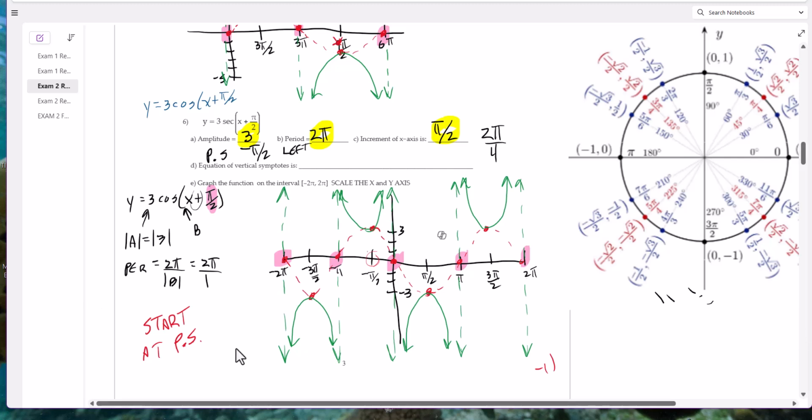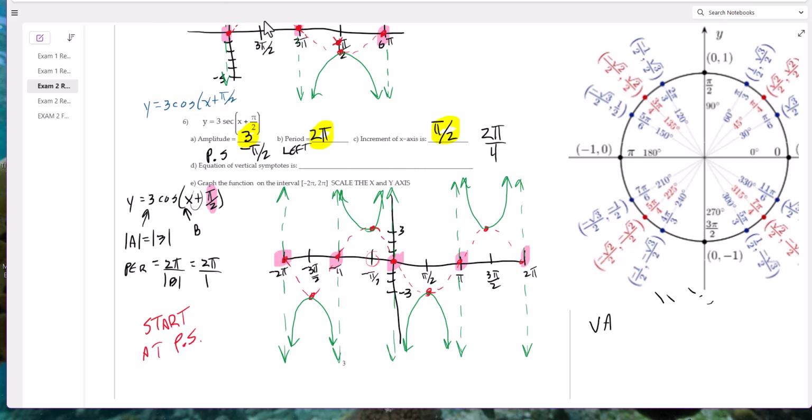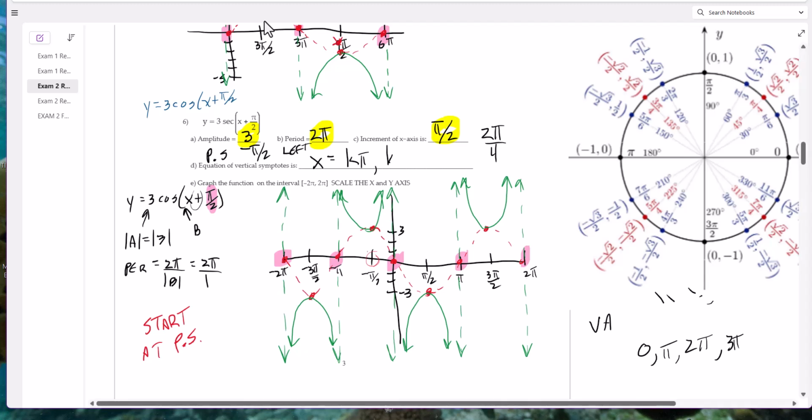So if you look at your asymptotes and write them out, they are at 0, pi, 2 pi, so it's just integer multiples of pi. This one is easy enough that you can just write your answer. You could say x equals k pi, where k is an integer. If you can see the pattern, then that's good.